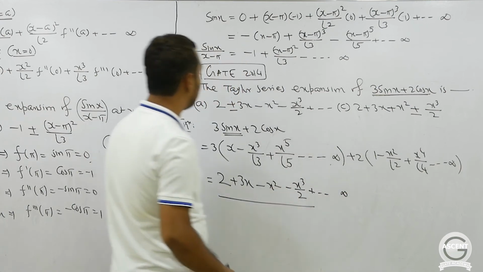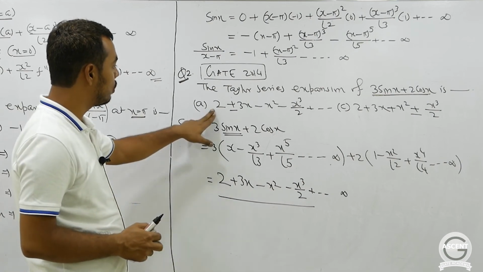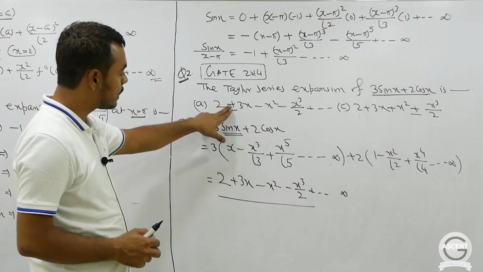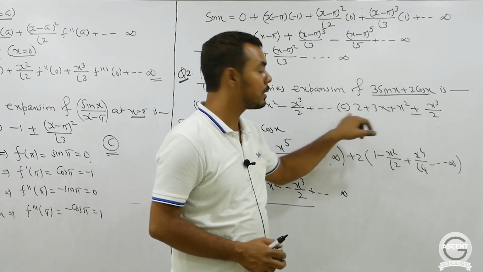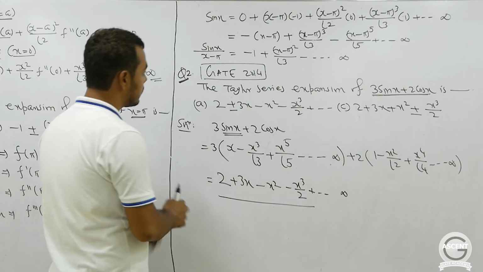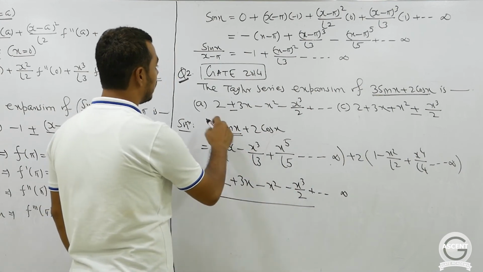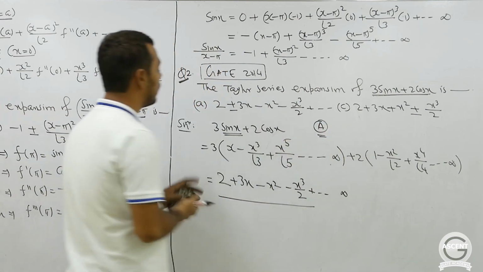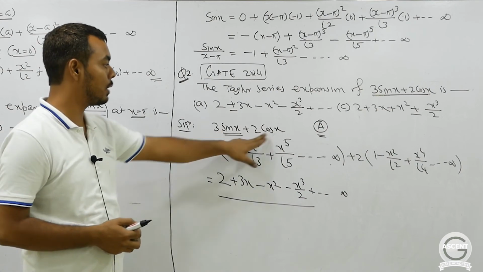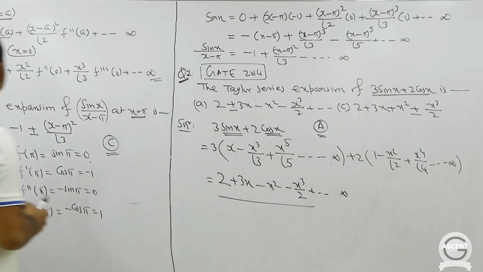So as you can see, the correct option will be 2 plus 3x minus x square minus x cube by 2. The plus sign is option A, the minus sign is option B, here also the plus sign is option C, and with the minus sign you have option D. So our correct answer is option A. So this was a very simple problem. You had to know the formulas of sin x and cos x, and then you can easily solve it. We will take some more problems on Taylor series and Maclaurin series.